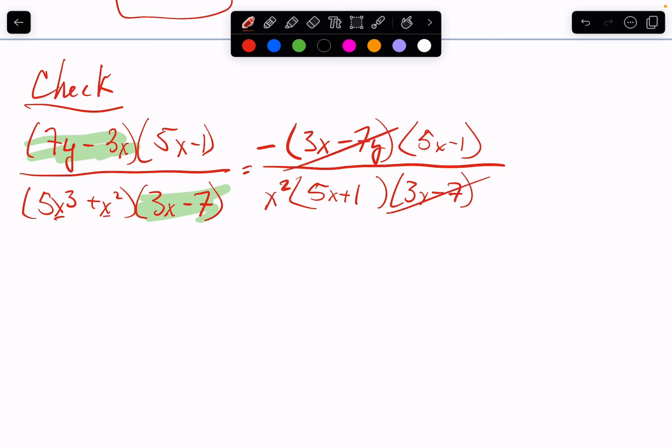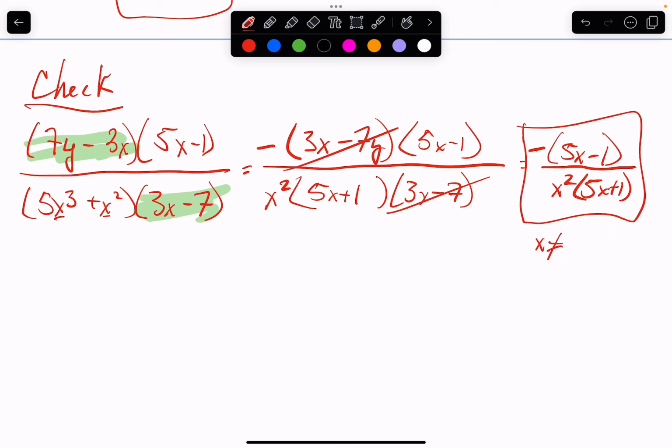That gets to go now. The 5x plus 1 and the 5x minus 1 don't get to go. They're not exactly the same. So we leave the 5x minus 1 on top with that negative. And then we've got an x squared times a 5x plus 1 on the bottom. And that's where we finish. And we could even say x is not allowed to be 0, because the x squared doesn't have anything adding to it. I do opposite the 1 and divide by 5. I do opposite the 7 and divide by 3. That's my domain. I'm not allowed to be those, in case they ask about it.